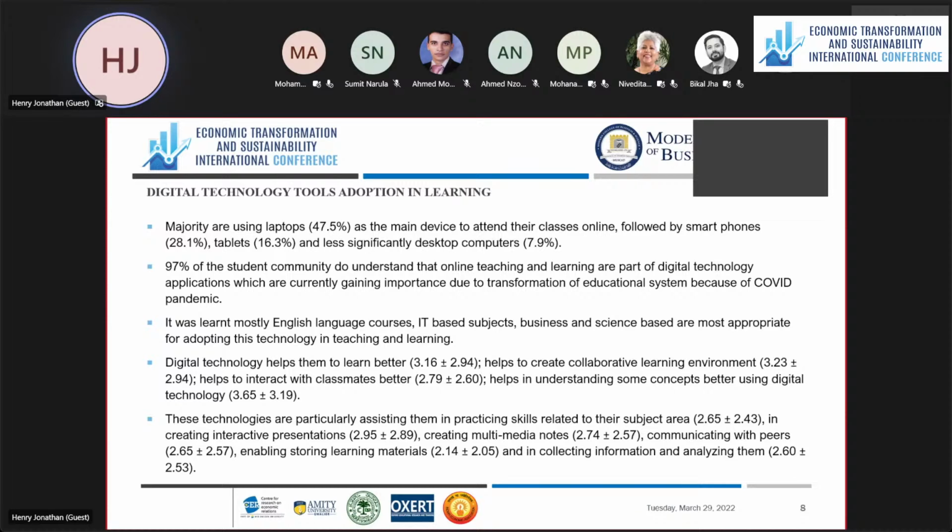And these technologies particularly are assisting them in developing certain skills in subject area, if not all of them. It is also helping them to have an interactive presentation. So that's where the technology is coming into a good role. It is also helping them to create multimedia notes and communicate with peers through messages, either by email, chats, or WhatsApp messages.